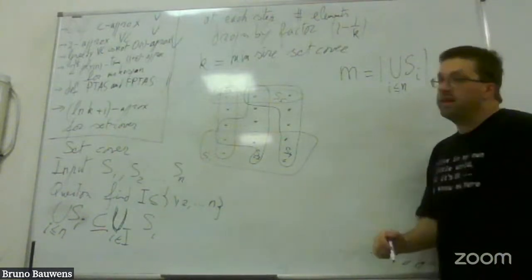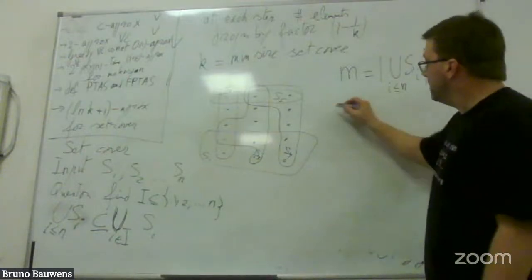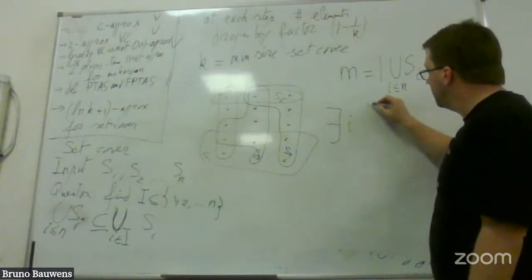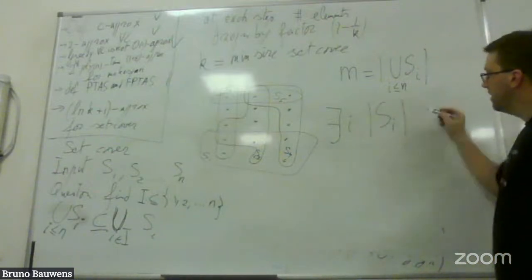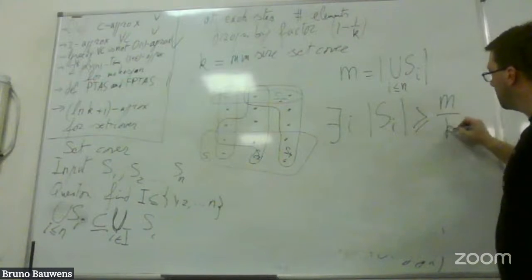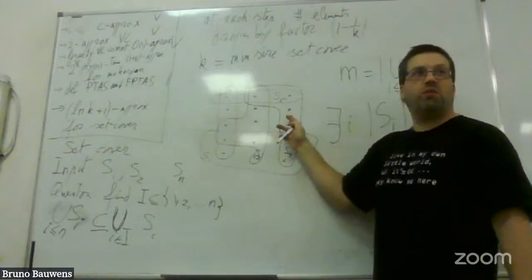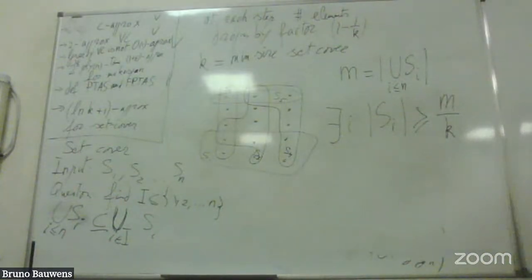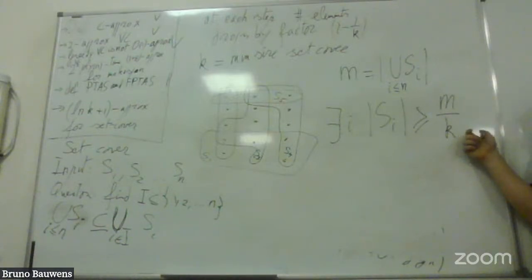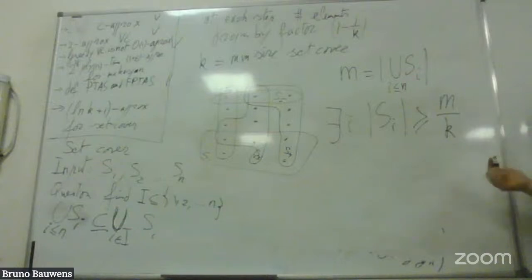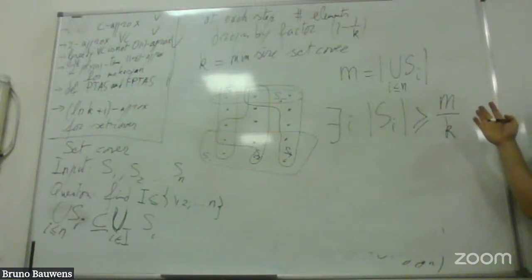So I claim that there exists an i such that the cardinality of S_i is at least m over k. What we assume is that k is equal to 3, so we can cover all the points with 3 sets. If this is the case, then there must be one set with at least m over k elements, because we can cover everything with k sets. If they all have fewer than m over k elements, then the sum of their sizes will be smaller than the number of elements they cover, which is impossible.